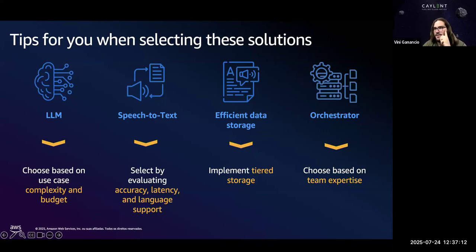For the speech to text solution that will transform the audio into text, you need to evaluate the accuracy, latency, and of course, language support. For efficient data storage, choose a solution that offers tiered storage, like S3 with Glacier Deep Archive, so you can optimize costs. For an orchestrator, that's up to you. Think about your team's expertise and leverage your strengths. Do not overcomplicate. If you think it's going to work in Lambda, go on with Lambda. If you need ECS for reason ABC, go with ECS.